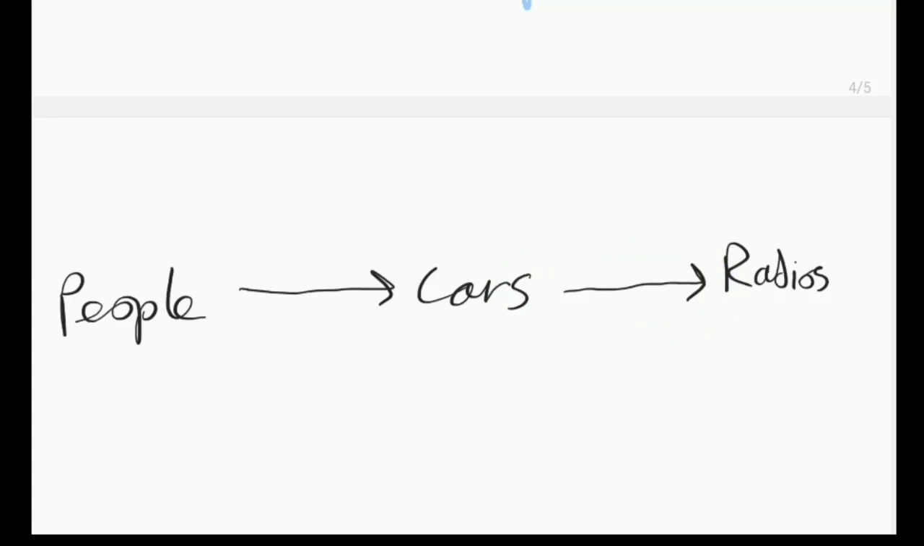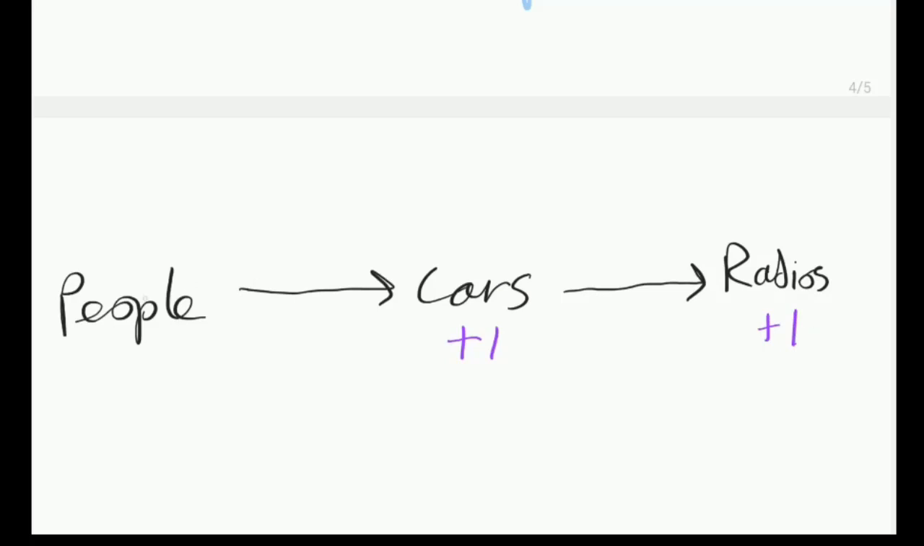However, if you think about the real world, it makes sense to actually think of these as partial functions, right? Some people don't own cars. So if Joe doesn't own a car and you do this function here on Joe, then you'll get an error. Similarly, some cars don't have radios. So if you do this function here on that old Beetle that doesn't have a radio, then again you'll get an error.